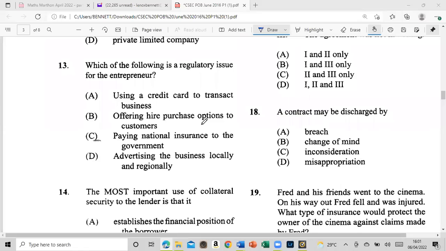Which of the following is a regulatory issue for the entrepreneur? A, using a credit card to transact business. B, offering hire purchase options to customers. Or is it C, paying national insurance to the government? Or is it D, advertising the business locally and regionally? And that would be C, paying national insurance to the government. All right? And that would be good. All right? So let's move on to number 14.